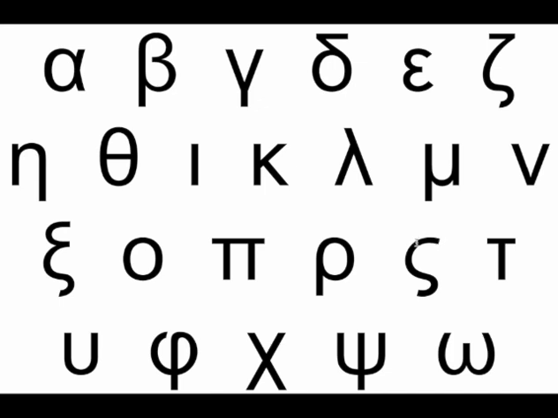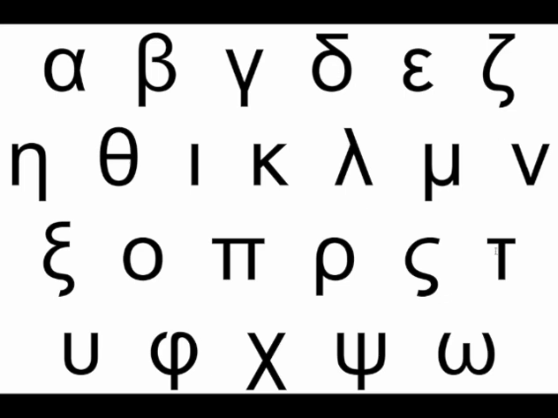Next is a sigma. This is similar to the English S. Now this is only one of the forms. This is the form of the sigma when it shows up as the last letter in a word. If it's in the middle or the beginning, then it's a different form. So S as in snake. A, V, G, D, E, Z, A, th, E, K, L, M, N, X, O, P, R, S.